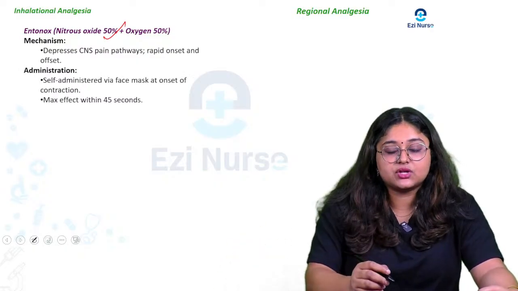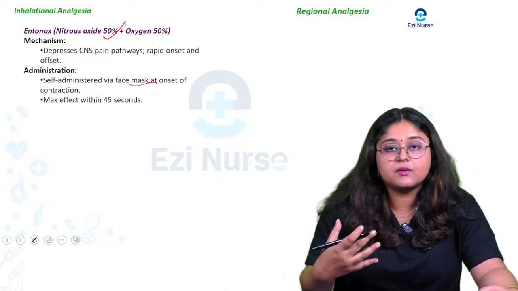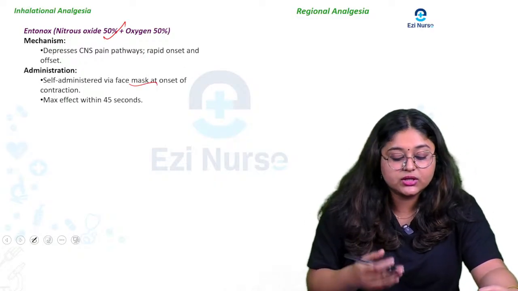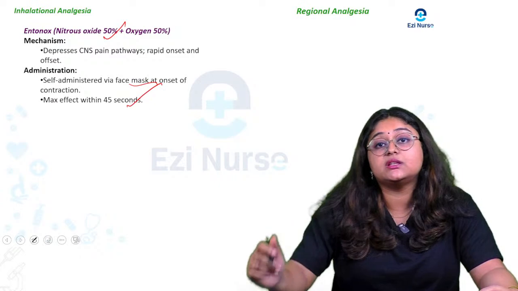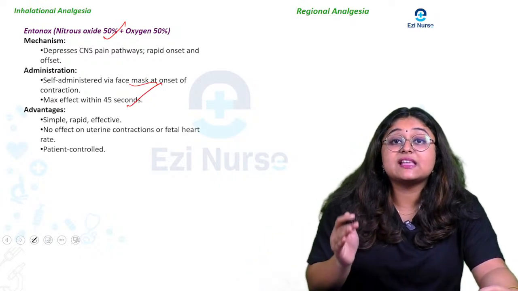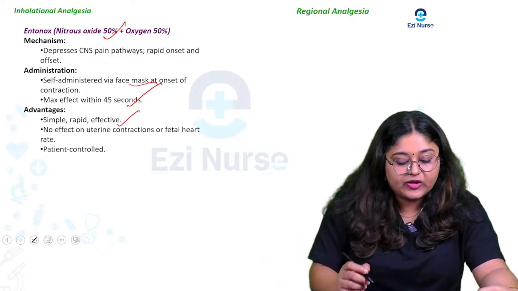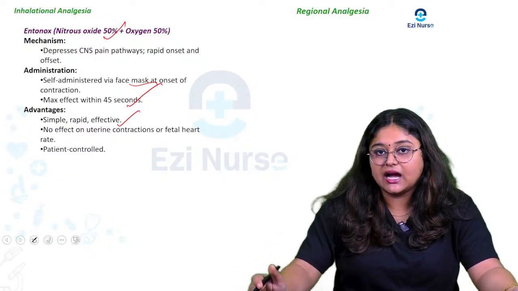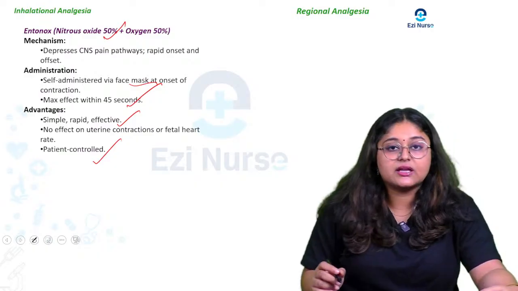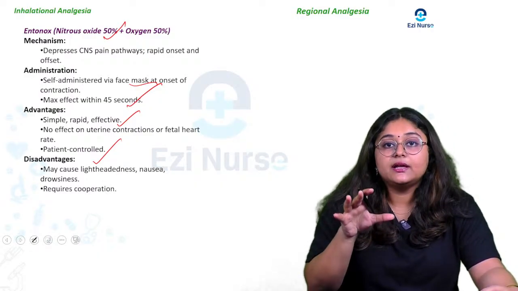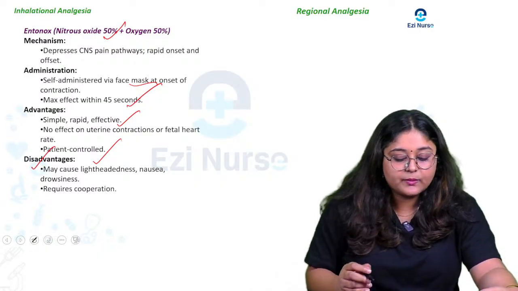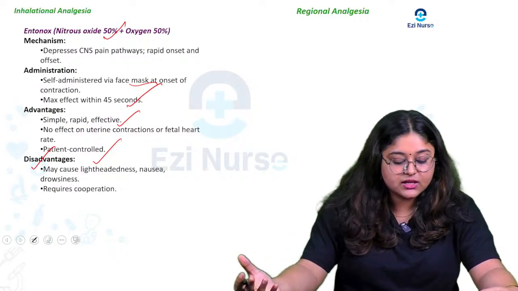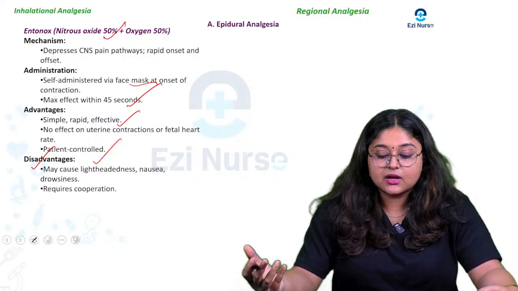Next is the administration. It is self-administered via face mask at the onset of the contraction, and it has maximum effect within 45 seconds. Next is the advantage: simple, rapid and effective, with no effect you can see on the uterine contractions or the fetal heart rate, and the patient can control that particular ratio. Next is the disadvantage. It may cause lightheadedness, nausea, drowsiness, and also sometimes requires cooperation.